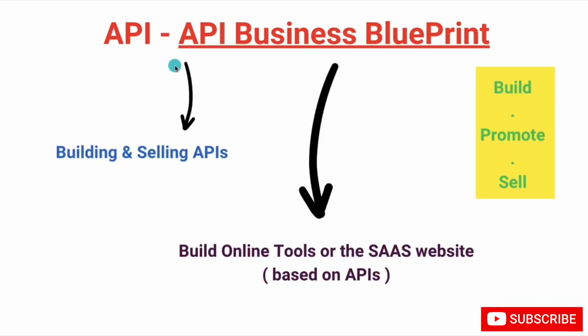So now guys, we are going to talk about the API business blueprint. Inside this topic we are going to teach you the two amazing methods to make money with API. The first method is to start building and selling API, and that is what this course is all about. We are going to build one API and sell that API. The second method is that you can build some online tools or SaaS websites based on APIs.